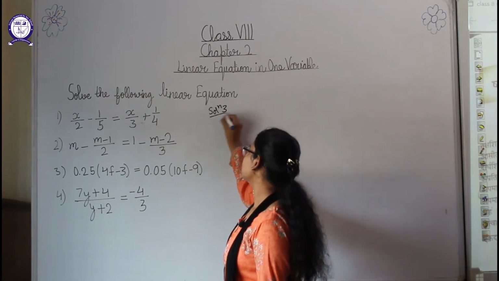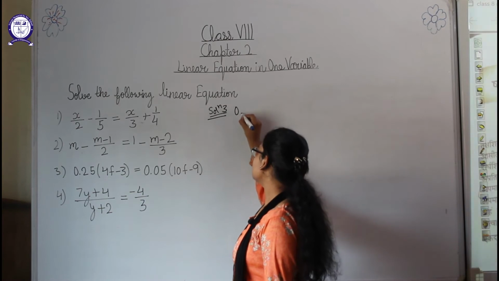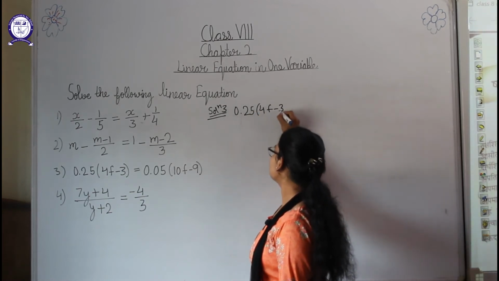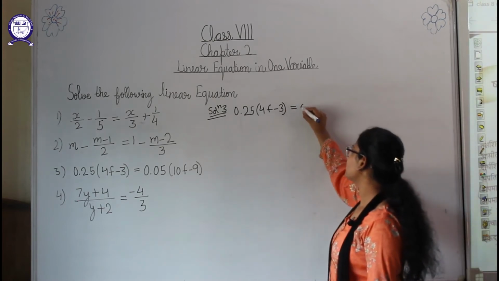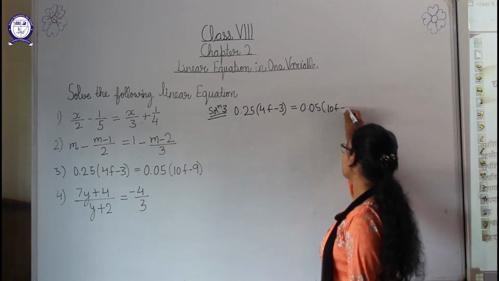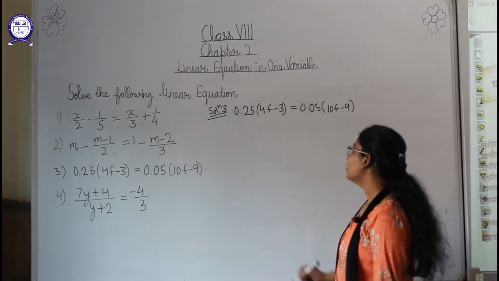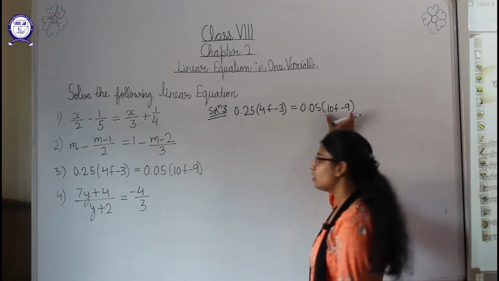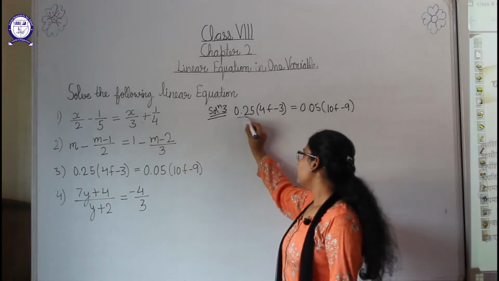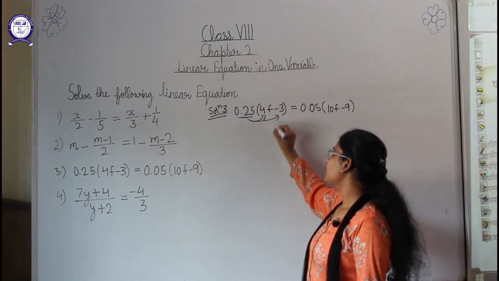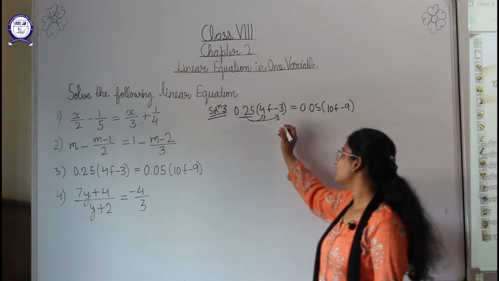Solution third: the question is 0.25 into 4f minus 3 is equals to 0.05 into 10f minus 9. Okay students, this is our question. So first of all, what we have to do is solve these brackets. Now 0.25 will be multiplied with 4f and 0.25 will be multiplied with minus 3 to solve this bracket.